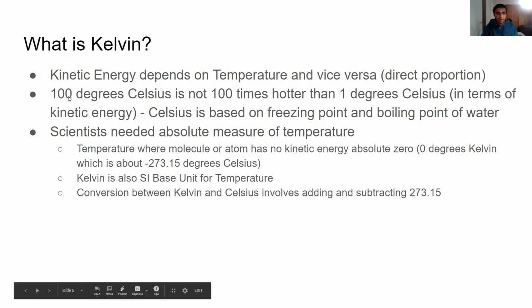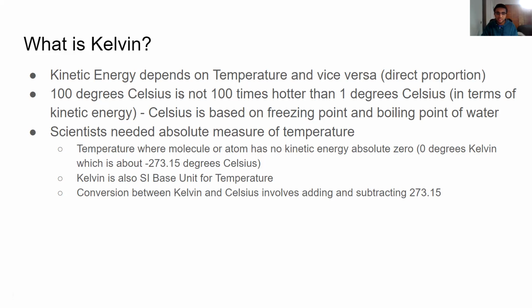So if we have 100 degrees Celsius, that's not necessarily 100 times hotter or 100 times more kinetic energy than 1 degree Celsius. So scientists wanted something a little bit more absolute. And that's where the Kelvin comes in. They were able to find the temperature at which the atom has no kinetic energy, which is called absolute zero temperature. And that is 0 degrees Kelvin, which is negative 273.15 degrees Celsius.